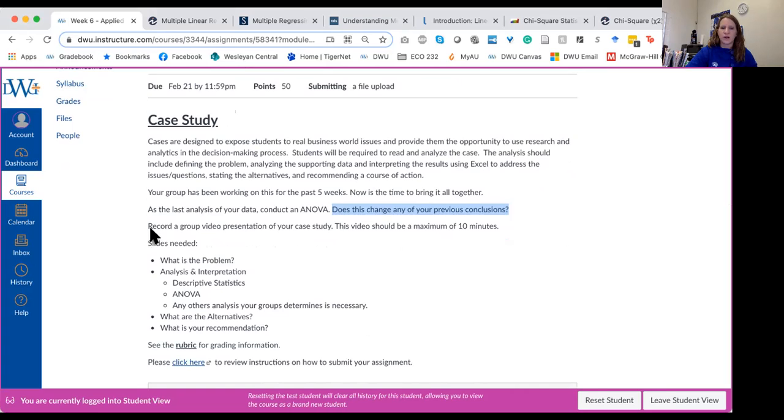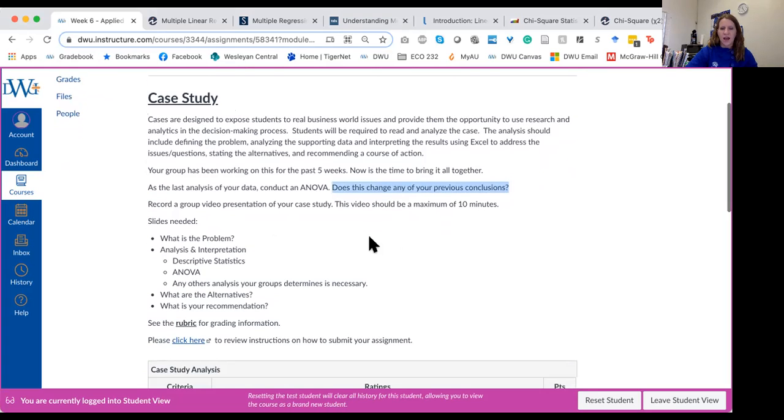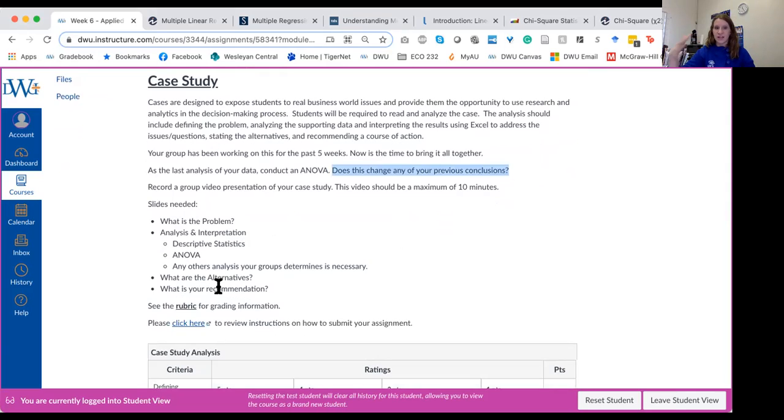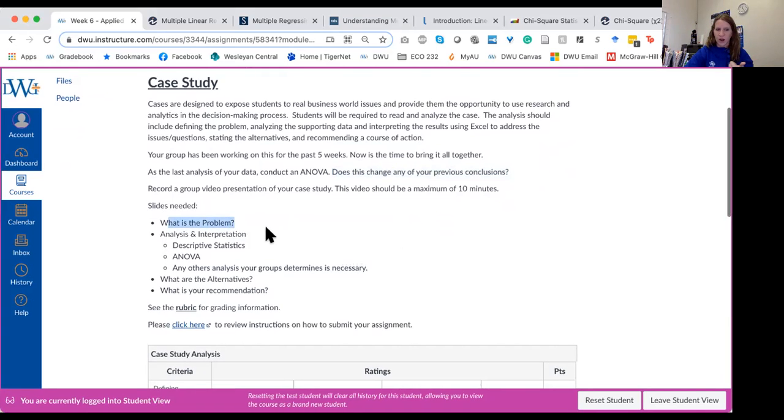And then you're going to record a group presentation of it, 10-minute maximum. So again, this is a video presentation, so I want to be able to see you all. I want to see your presentations. If you want to use slides, I'm looking for what's the problem, your analysis and interpretation.